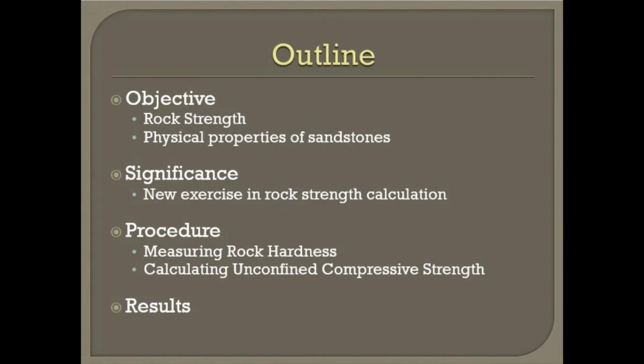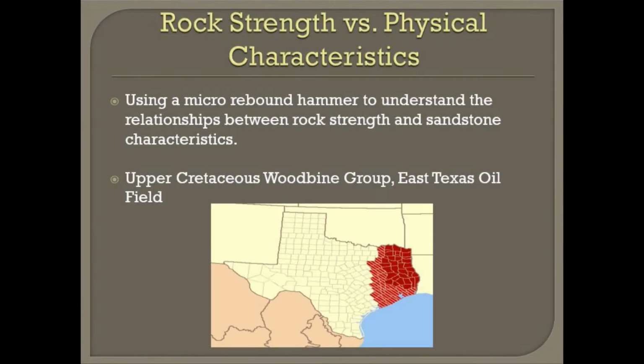For this presentation, we will go over the objective behind this project, how this study is significant to geological studies, how this project was conducted, and what we found. The main objective of this project is to understand the relationships between rock strength values and physical characteristics of sandstones in the Upper Cretaceous Woodbine Group, located in the East Texas oil field.